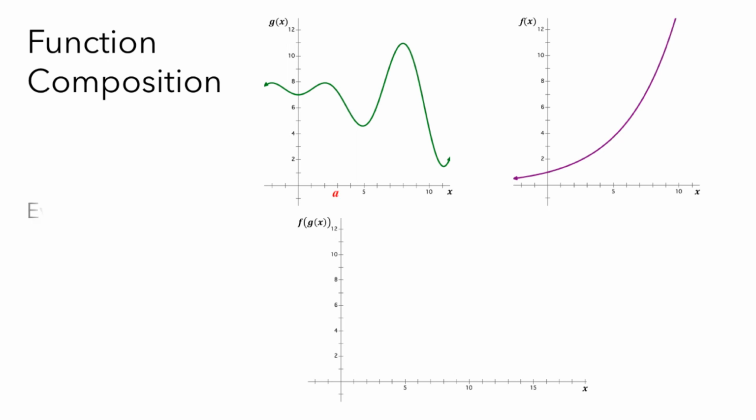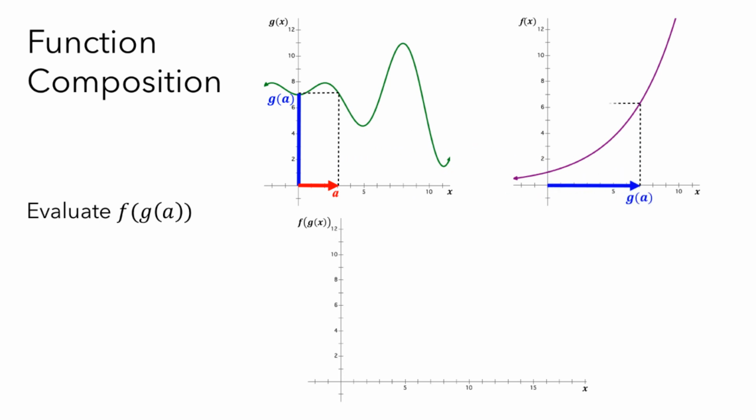Let's consider what it means to evaluate f of g of a. We'll begin by evaluating the function g at the input value x equals a, which yields the output value g of a. The value of g of a is then used as the input into the function f, which yields the output value f of g of a.